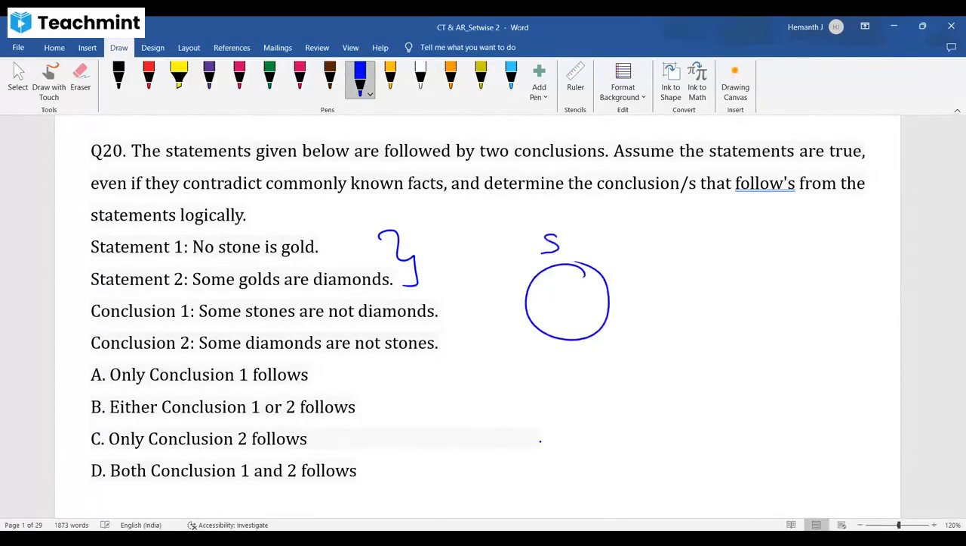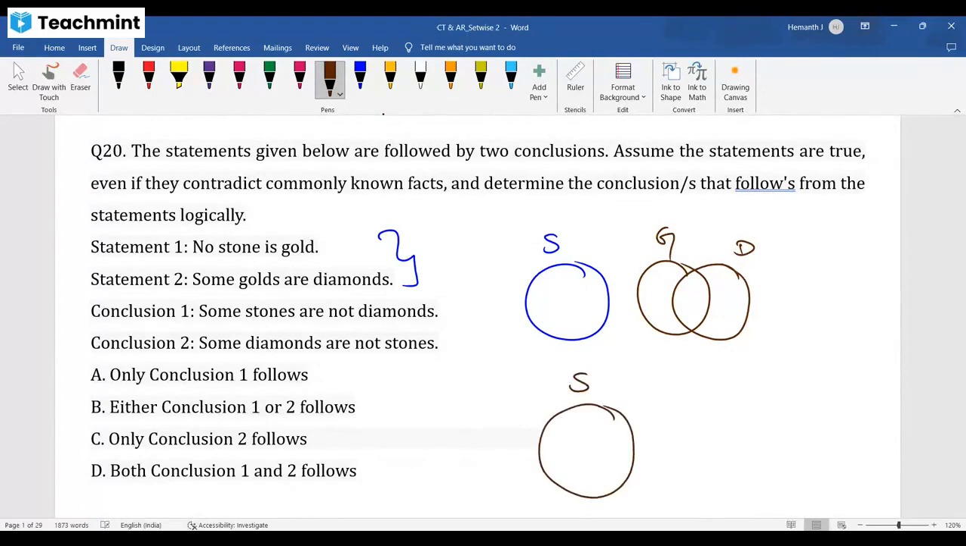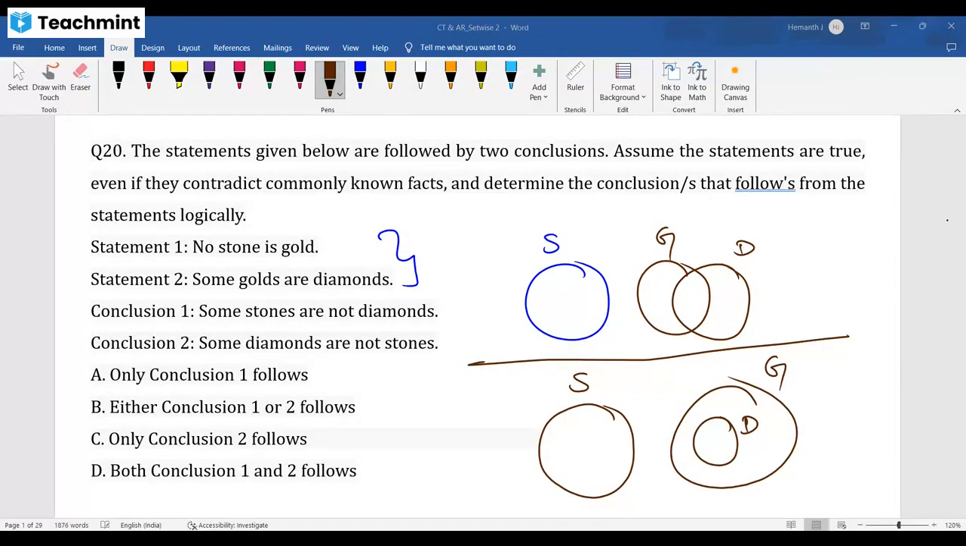No stone is gold. The stone and gold are not connected. Some gold are diamonds. Okay. Now, the other side of the coin, we can put like no stone is gold. Some gold are diamonds. See, this is also the thing. Now, many people will give wrong answer. This is also a critical question.